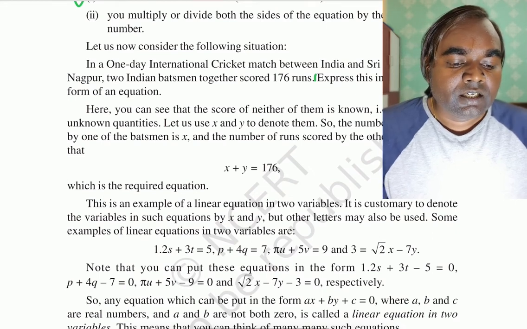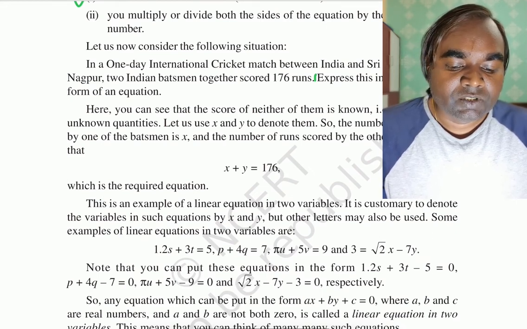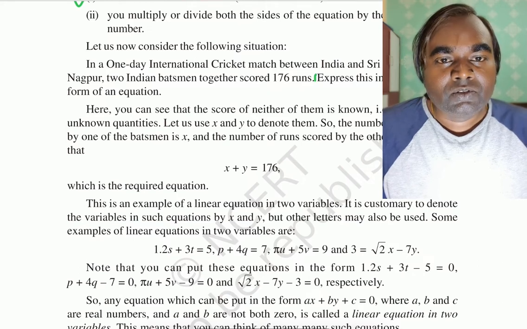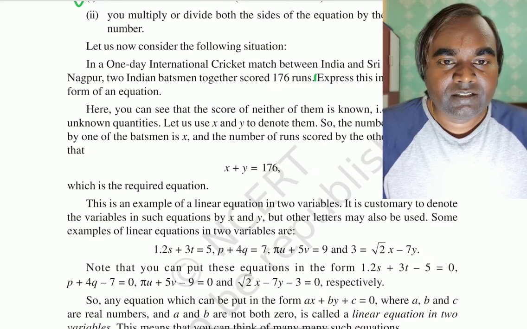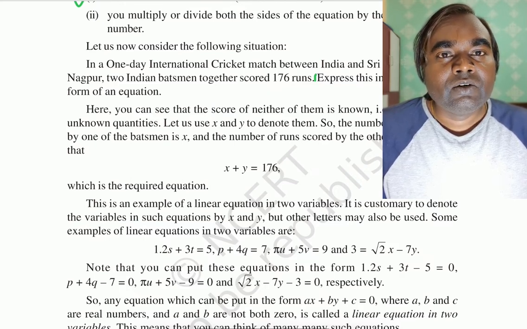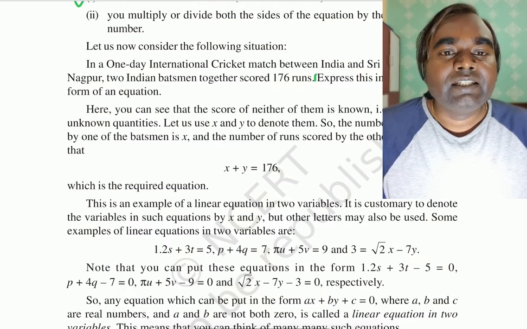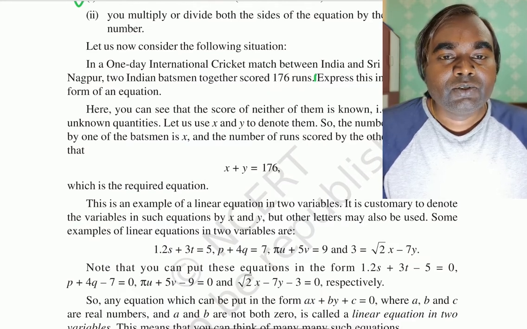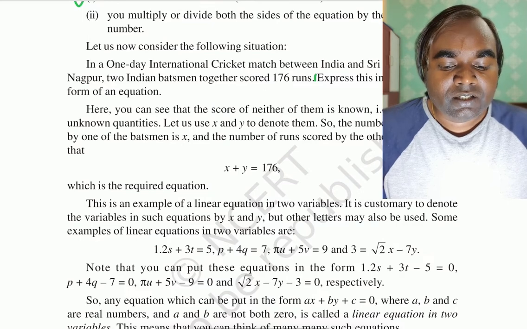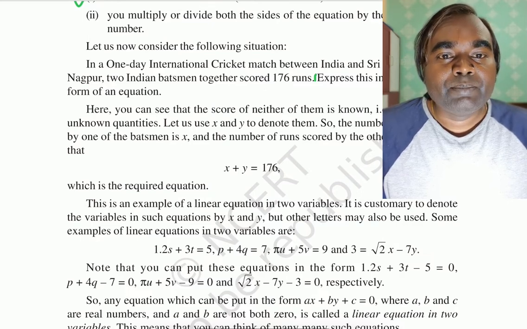Now let us consider the following situation to get familiar with the linear equation in two variables. So friends, first, why do we call this equation a linear equation? I would like to tell you that it is called linear because the solution of this equation can be represented by a straight line. That's why we call it a linear equation.